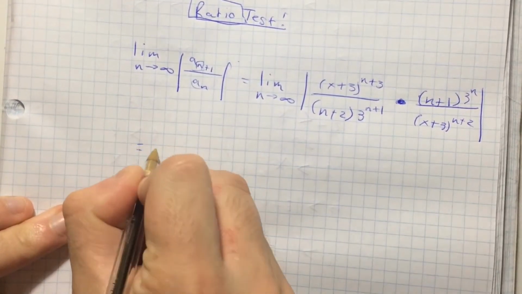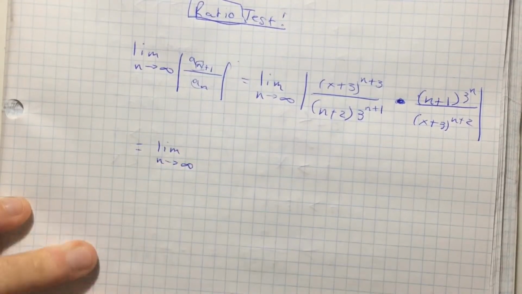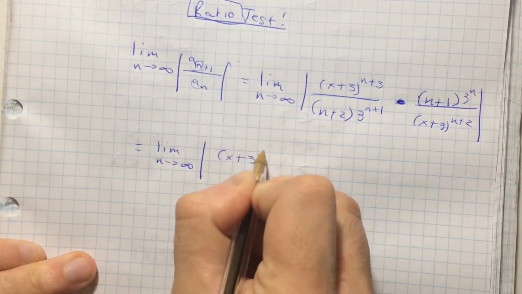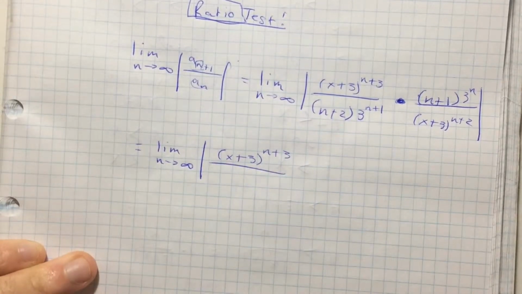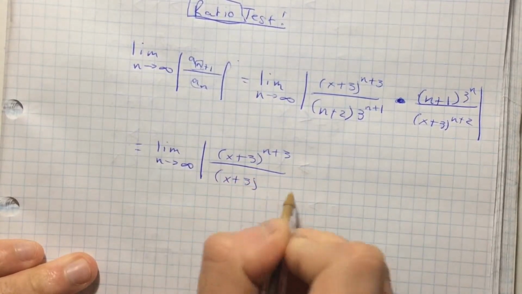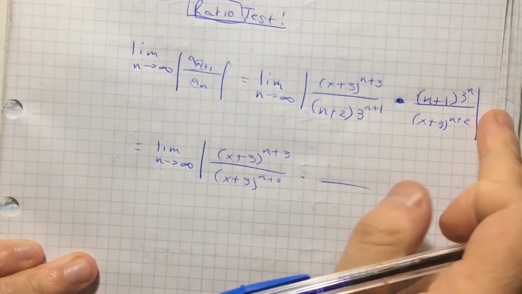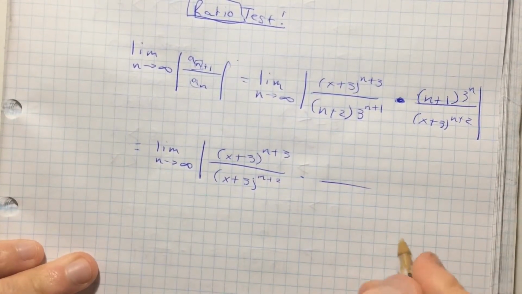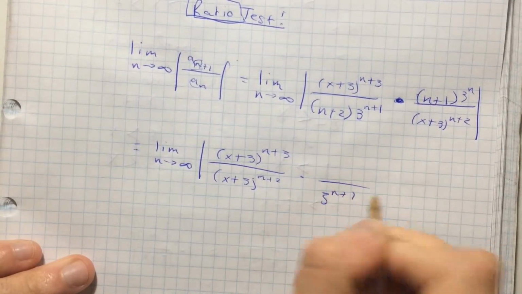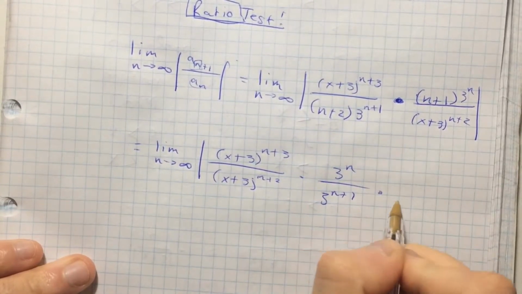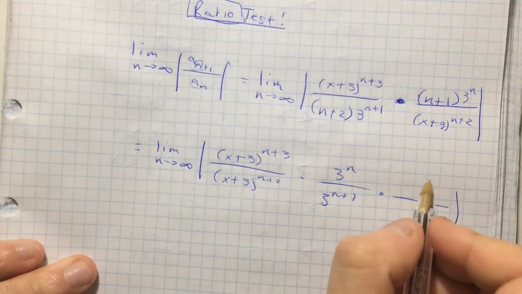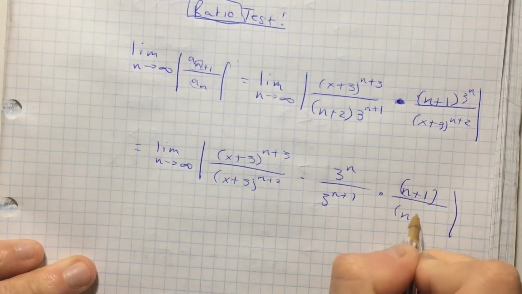Well, let's rewrite the limit. It's the limit as n approaches infinity of, and to make things easier for myself, I group the terms. Because it's all being multiplied, it still means the same thing if I say (x plus 3) to the n plus 3 over (x plus 3) to the n plus 2, times 3 to the n on top over 3 to the n plus 1 on the bottom, times n plus 1 over n plus 2. Then my absolute value finishes there.